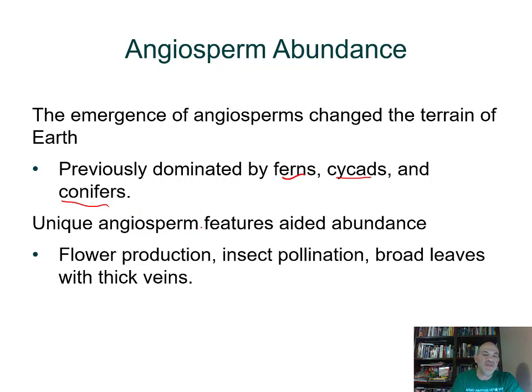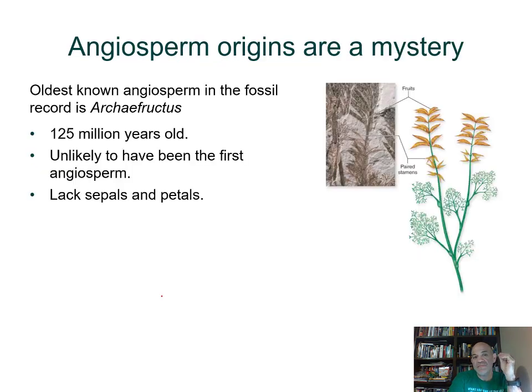Some of the features that helped in this are the production of flowers. The flowers helped promote fertilization of the eggs, pollination. They've developed relationships with animals like insects for pollination, broad leaves in these plants to capture more sunlight, and thicker veins for easier, better transport of water and materials up and down the plant. So all of these are features that you don't see in the other plants we've been studying so far. And so that helps.